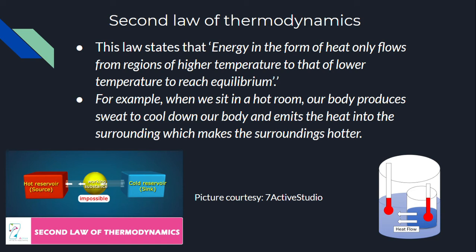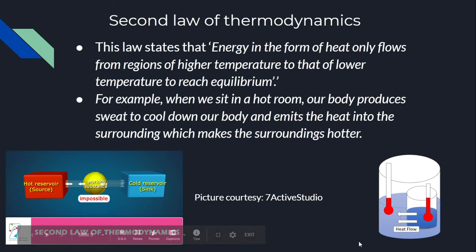For example, when we sit in a hot room, obviously our body also becomes hot, so our body produces sweat to cool down. The sweat comes on our hands and feet, and it takes the heat energy from our body and gives it to the surroundings, which makes the surroundings hotter. So our body becomes cooler while the surroundings become hotter.